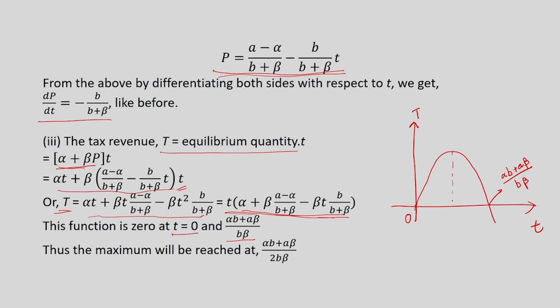Therefore, the maximum is obtained at half of this. So, it is alpha B plus A beta divided by 2 B beta. That is why I have written that the maximum will be reached at this middle point, and the middle point's coordinate is alpha B plus A beta divided by 2 B beta. So, we have solved the problem for the government. If the government imposes this small t as the rate of tax, then its total tax revenue will be maximized.